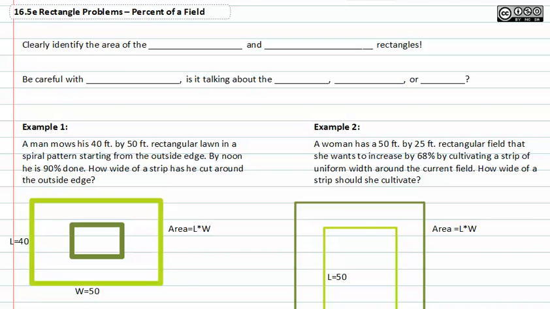When working with percents of a field, you'll need to clearly identify the inside and outside rectangles. Be careful with percents. What this means is you'll need to recognize whether the percentage is related to the small rectangle, the big rectangle, or the frame.